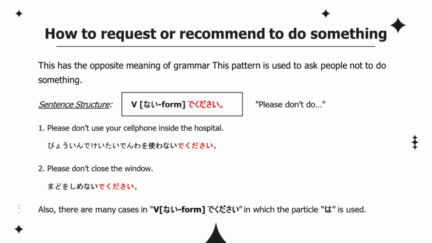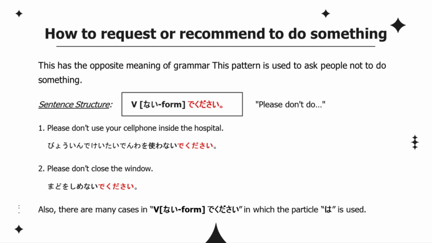2. How to request someone not to do something. Negative form of a request. What we just learned in the first lesson is precisely the opposite. When you request somebody not to do something, it falls into a negative request category. Let's learn how to do it in Japanese. Formation: V, nai form, de kudasai, meaning please don't do. This pattern is used to ask people not to do something. Let's have a look at examples.